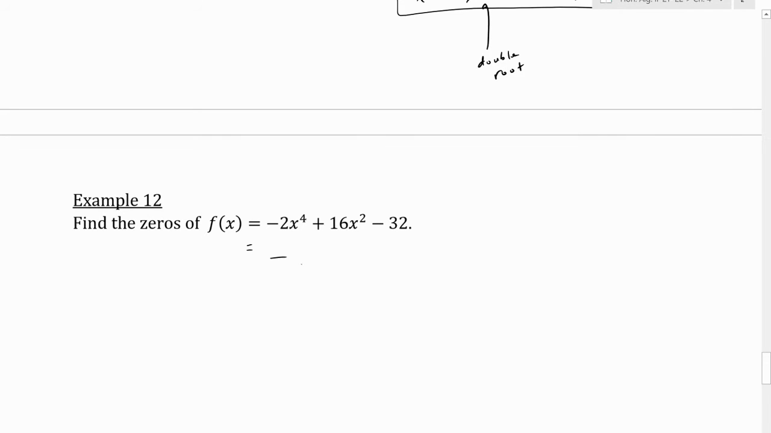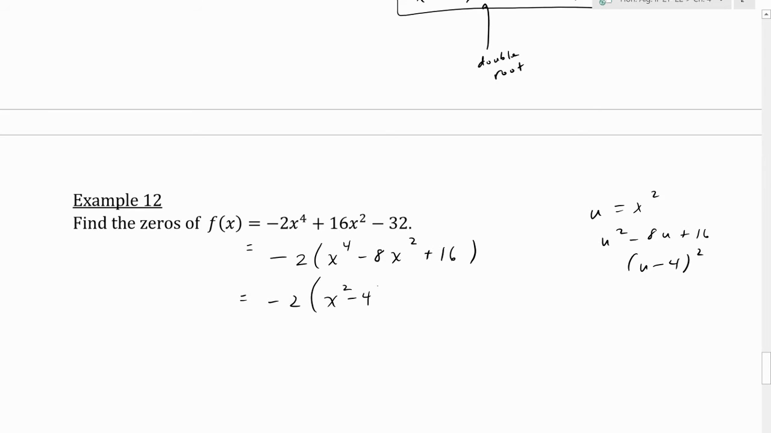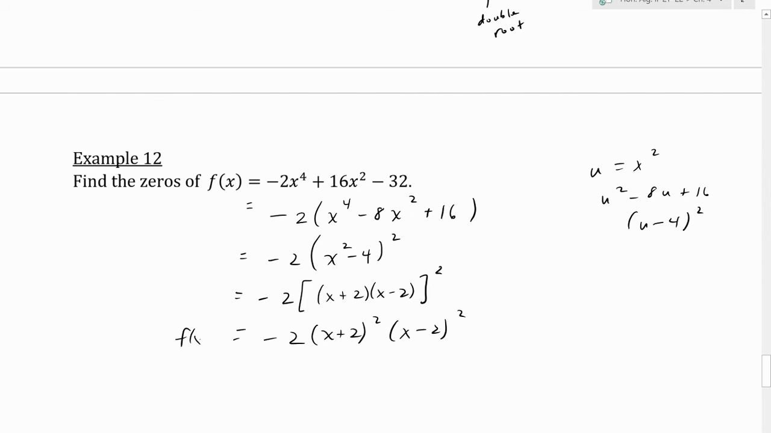So how about we factor out a -2 to start with. And then again, if we let u be x squared, this thing's a u squared minus 8u plus 16, which is a u minus 4 all squared. So instead of u, we're going to put an x squared minus 4 all squared. Now this is a little tricky because x squared minus 4, that's a difference of 2 squares. So what it really turns into is an x plus 2 all squared times an x minus 2 all squared times that -2. So this is what our function is.